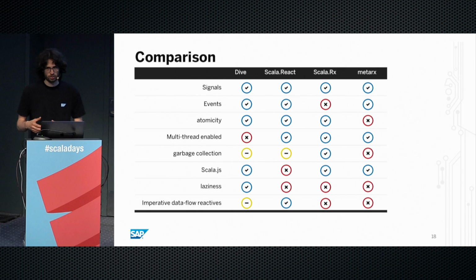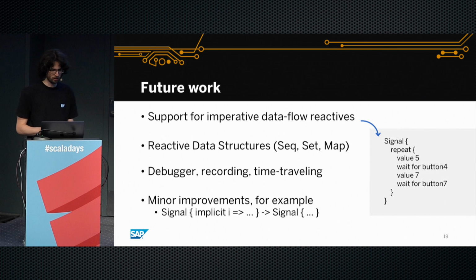And this made it possible to garbage collect the signal when it's not used anymore. Okay, and another really interesting feature are the imperative data flow reactives, which we unfortunately don't support at the moment. They are also introduced in the Scala React paper, and to my knowledge at least none of these other two libraries support them. So what are these about? So that's future work for us.